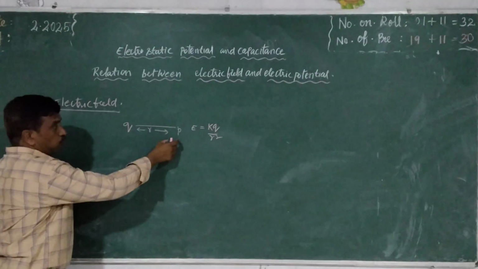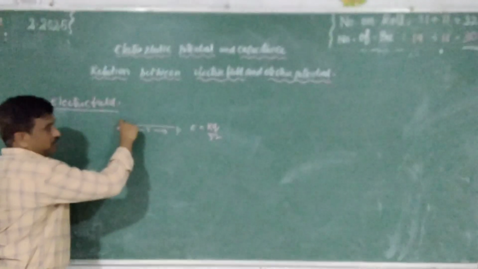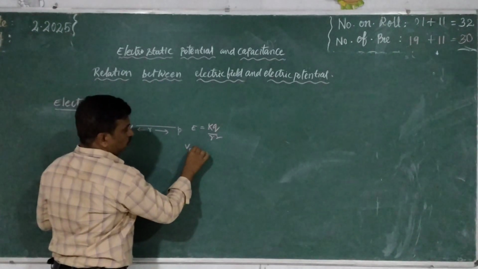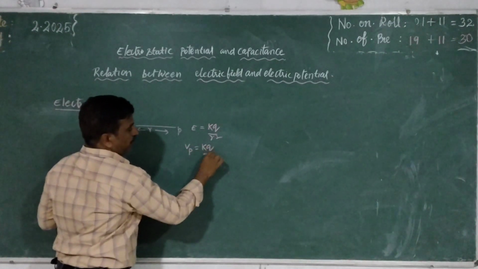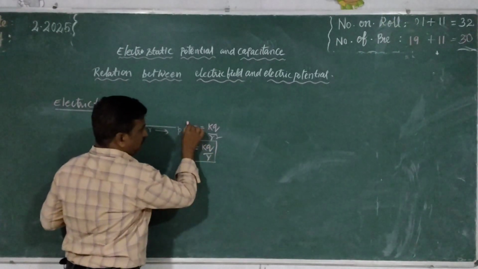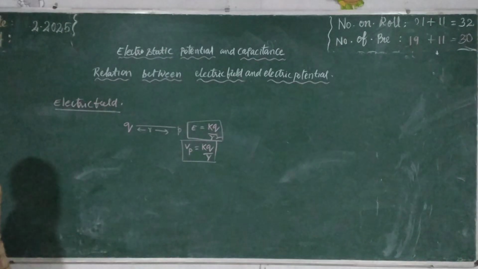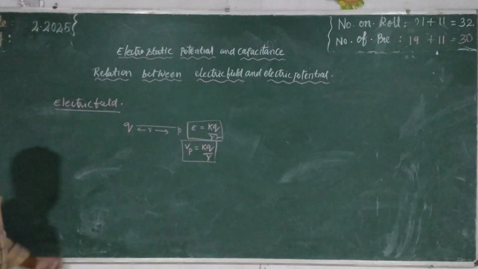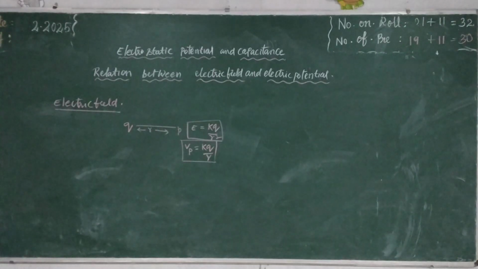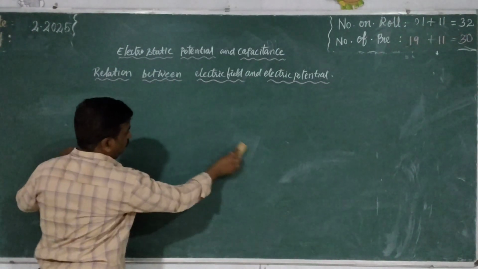What is the electric potential at this point due to this point charge, at distance r from it? Potential at P is equal to K q by r. That is the potential, and the other is the electric field strength at point P due to a point charge. By using this, we can derive the relation between electric potential and electric field.